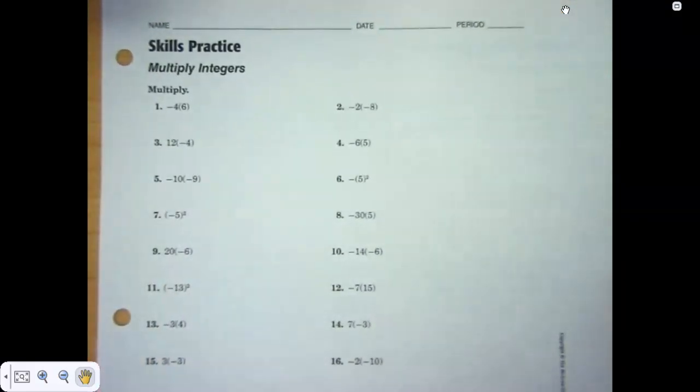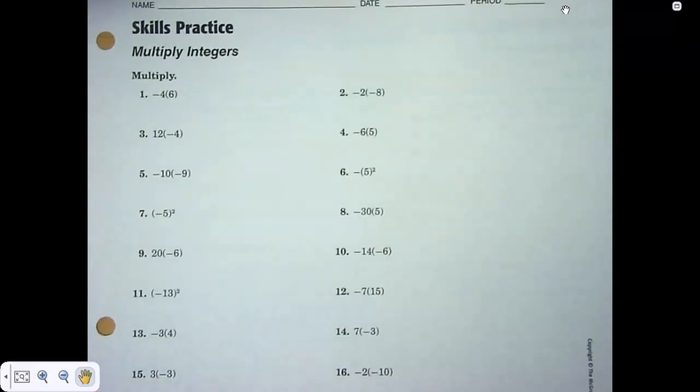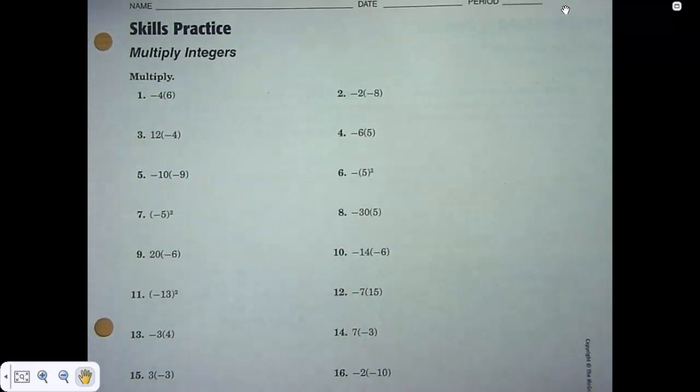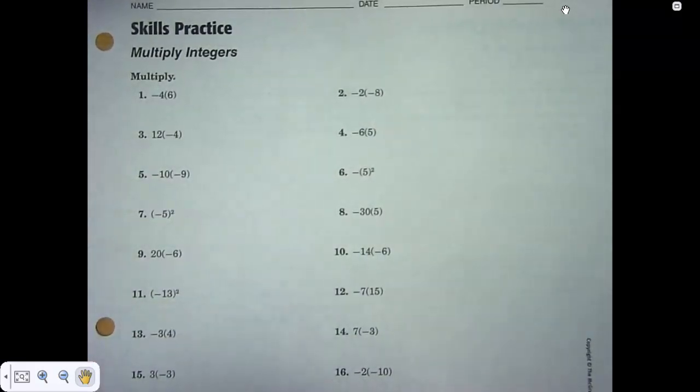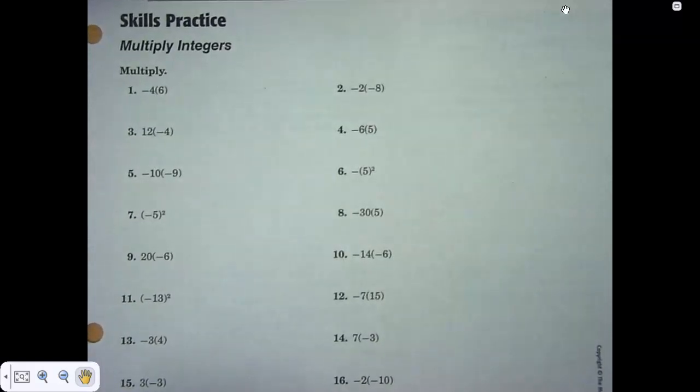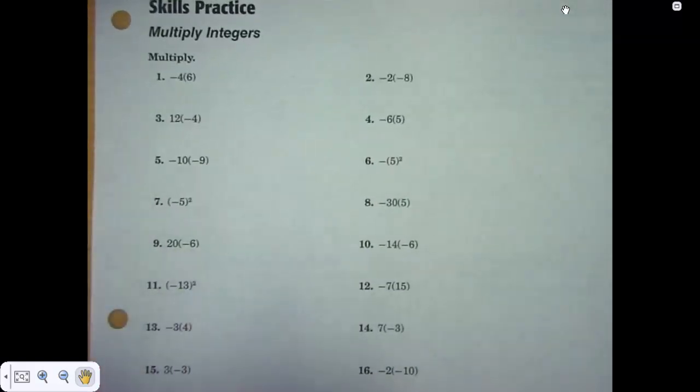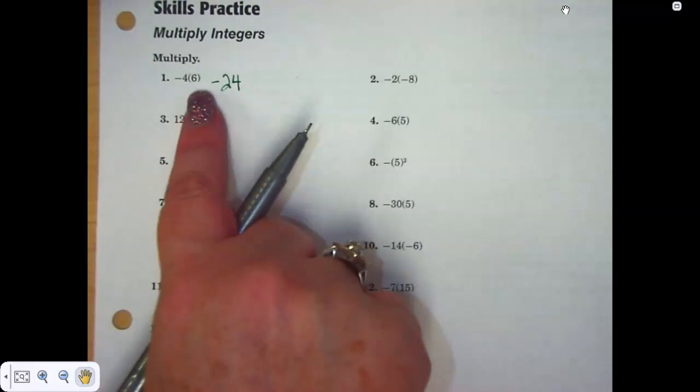All right, let's start with problem number 1. Negative 4 times 6. Raise your hand if you can tell me the answer to negative 4 times 6, including if the product is positive or negative. So I can't tell if we're still asleep, we don't want to answer, or we don't know. Negative 4 times 6. What do you think, Elijah? Negative 24, right? Well, 6 times 4 is 24, and then a negative times a positive is a negative.